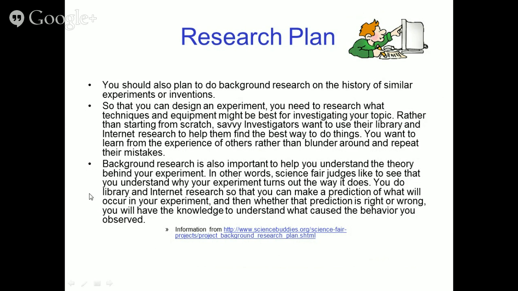Background research is also important to help you understand the theory behind your experiment. In other words, science fair judges like to see that you understand why your experiment turned out the way it did. You do library and internet research so that you can make a prediction of what will occur in your experiment, and then, whether that prediction is right or wrong, you will have the knowledge to understand what caused the behavior you observed. So you need to kind of be an expert in your subject.